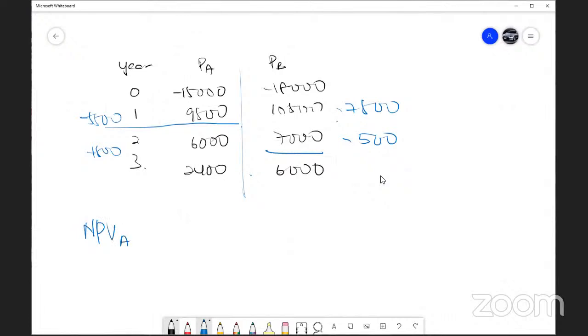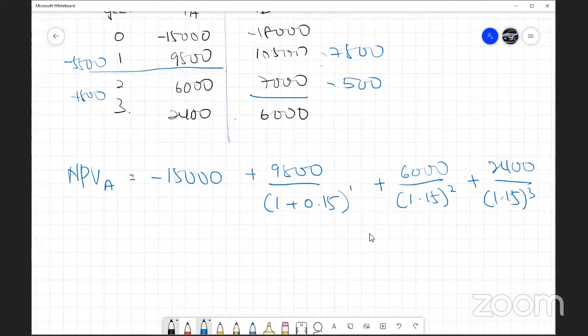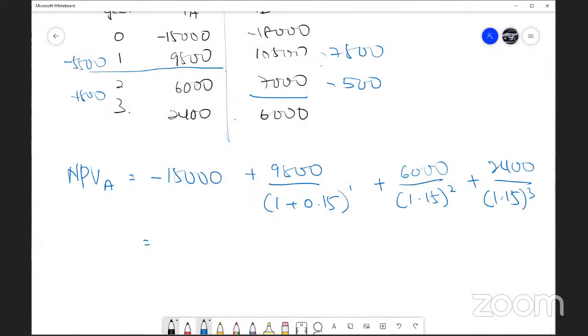For NPV of A, the initial investment is negative 15,000, then plus all the cash flows discounted by the discount rate. So 9,500 over 1.15 to the power of 1, plus the next cash flow, 6,000 over 1.15 to the power of 2, plus 2,400 over 1.15 to the power of 3. So this is the formula to calculate your net present value. It's very easy, very straightforward.